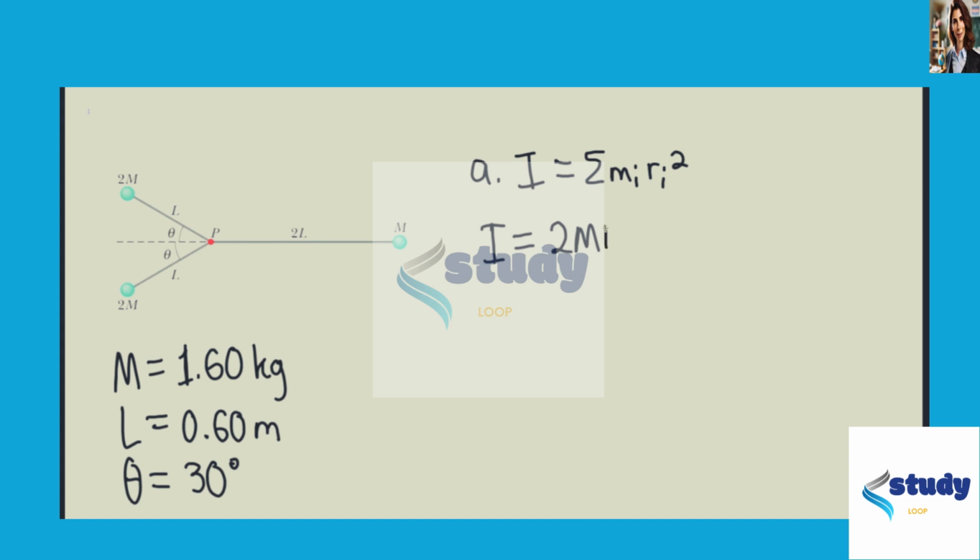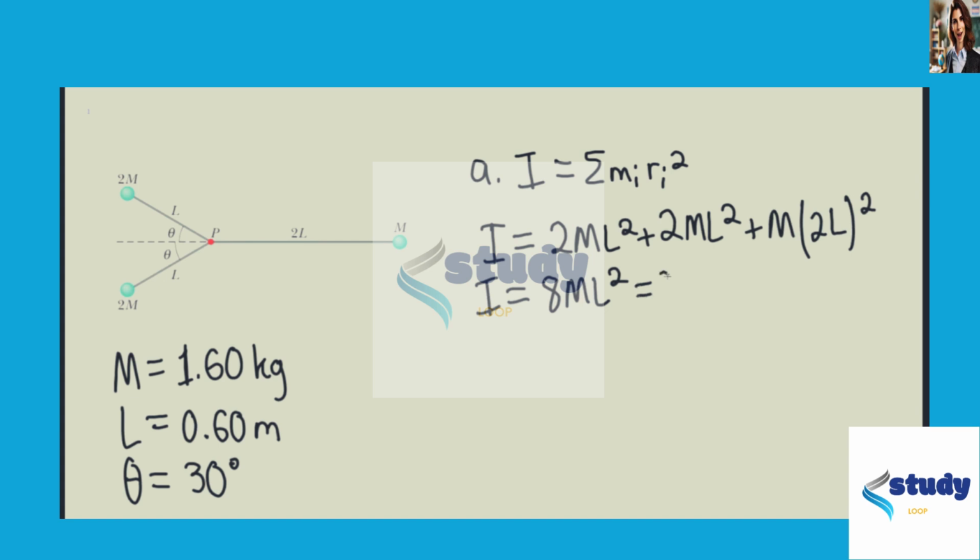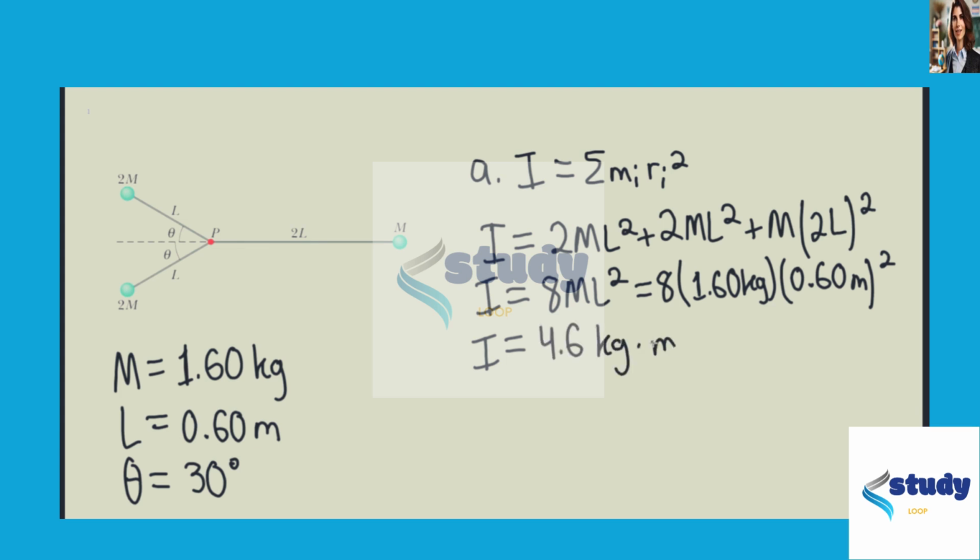So we can say that here the moment of inertia would be equal to 2mL squared plus 2mL squared plus m times (2L) squared. So at this point, we can say that I would be equal to 2 plus 2, 4, plus 2 squared, 4, so 8mL squared. And this is going to be equal to 8 times 1.60 kilograms multiplied by (0.60 meters) squared. And we find that the moment of inertia I is going to be equal to 4.6 kilograms meters squared.